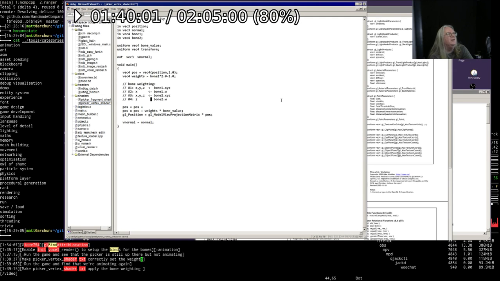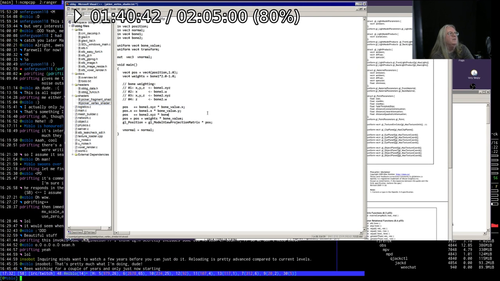Yeah, the XYZ thing, I don't know. It's hard to know what the right thing to do is. Alright, so pos equals bone 1.xyz times bone value dot x. Let's just pos equals this. Pos equals bone dot x. Dot xyz times value dot z.